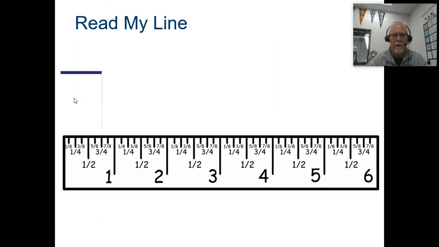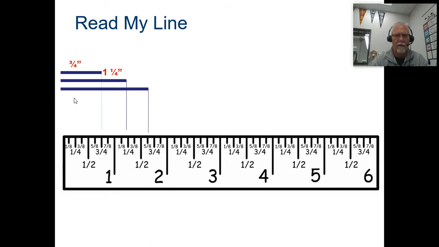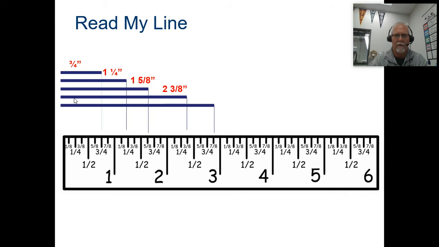So if we try and read our line, what is that? See if you can kind of think along with me here. We're less than an inch, so we are just plain 3/4 of an inch. This one, it's over an inch, so we'll take the inch plus where the fraction is, 1 1/4. Then we have an inch plus our fraction, 1 5/8. Now we're beyond the 2, so it's the 2 inches plus the fraction. So 2 3/8 is what we'd call that.